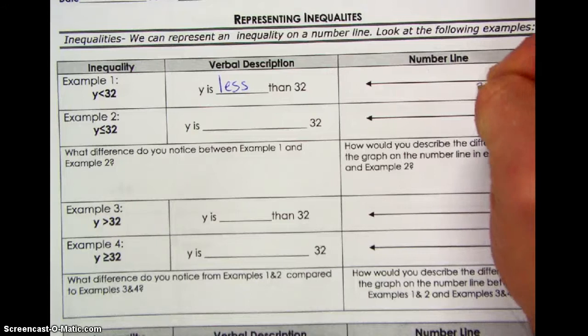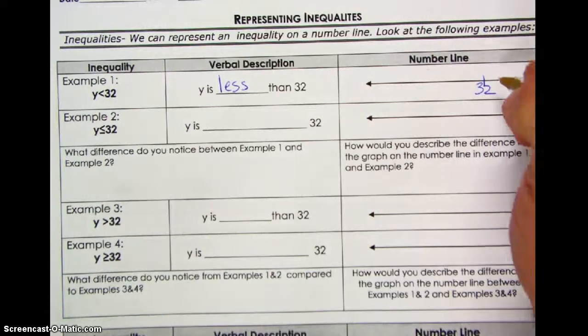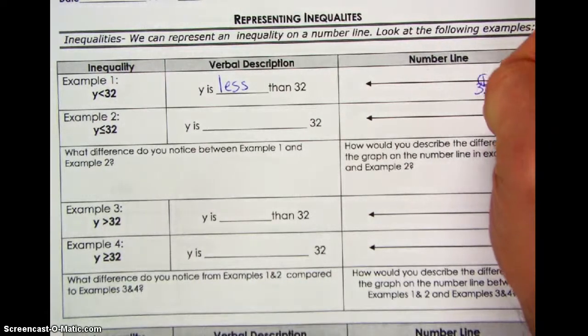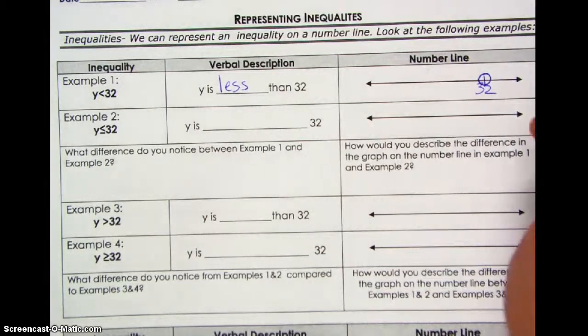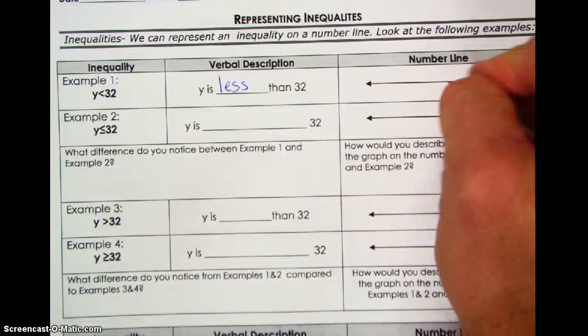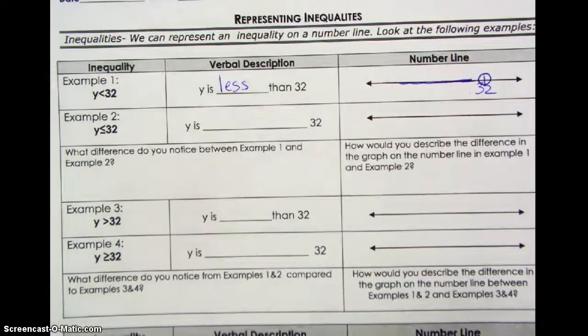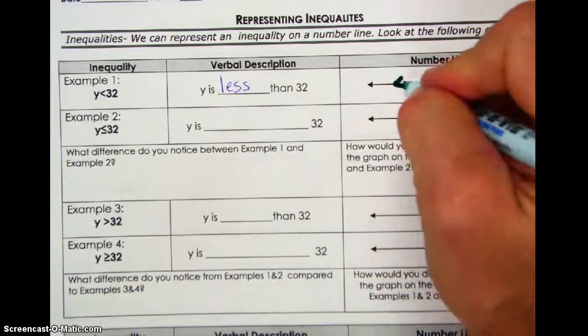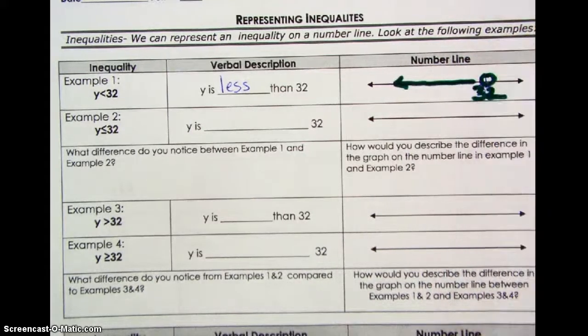So what we'll do is write 32 on a number line, just generically. And we're going to draw an open circle. An open circle. And we're going to point an arrow. Can you guess which direction? To the left. Because y is going to be somewhere to the left. Okay? Y is less than 32.